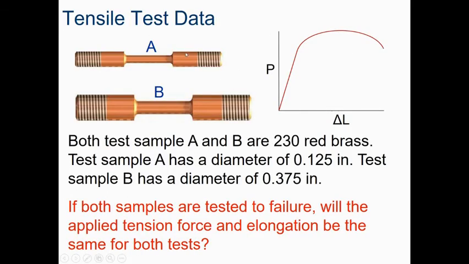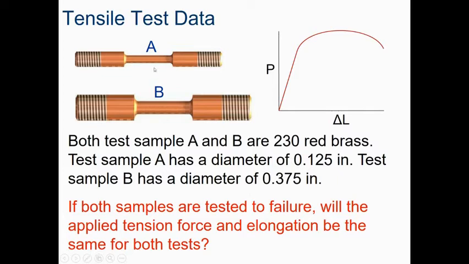Here's a practical example. We have that load versus displacement curve here, but we have two different sizes of test samples. It says they're both made out of red brass. Test sample A has a diameter of 0.125 inches, which is 1/8 of an inch. Test sample B has a diameter of 0.375 inches. If both of them are tested to failure, will the applied tension force and the elongation be the same for both tests?